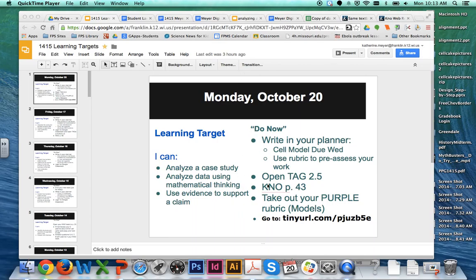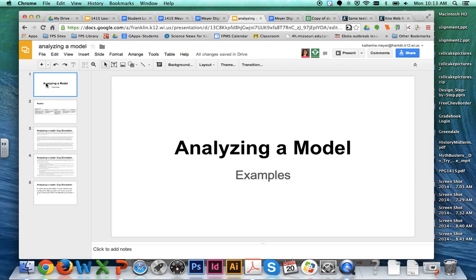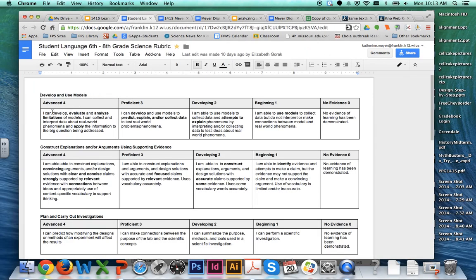Once we get started, the first thing you're doing is going to tinyurl.com right here to this website. And it should bring you up to this. Also, you should have your purple rubric, which is rubric 1 we need for modeling. I'm going to just be using this example right here. All of my rubrics are put together, but you should be looking at your purple rubric sheet.